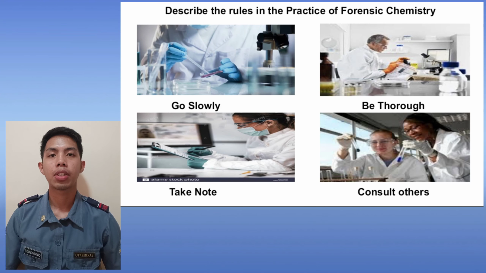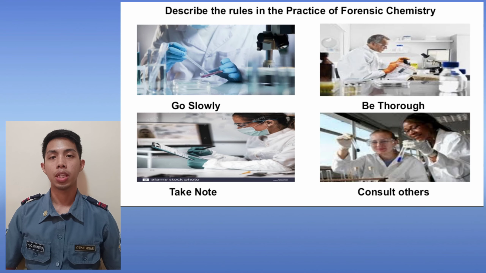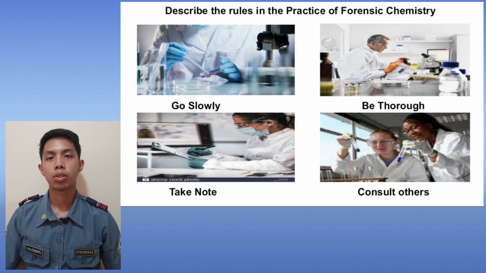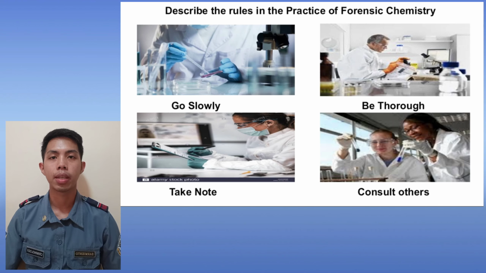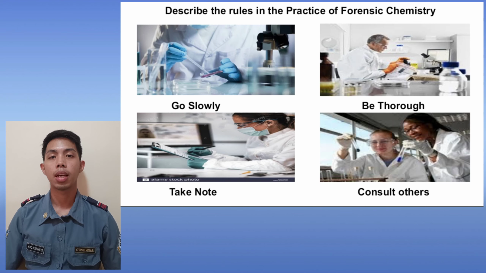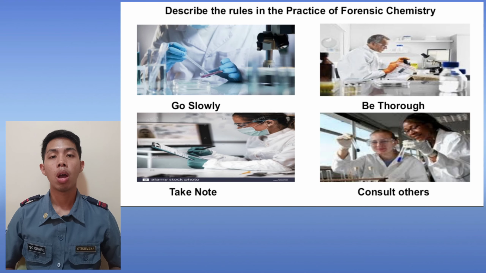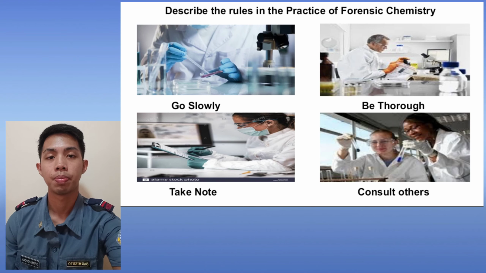Slide 5. Describe the rules in the practice of forensic chemistry. The 6 golden rules in the practice of forensic chemistry. First is go slowly. Good work cannot be hurried, therefore take all of the time necessary to make the case complete, no matter how urgent it may appear or how pressing others may be for the result. It's generally possible to adjourn cases if the work cannot be finished in time.